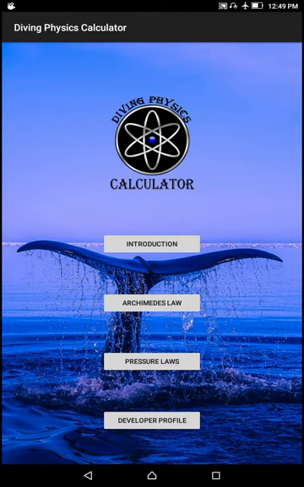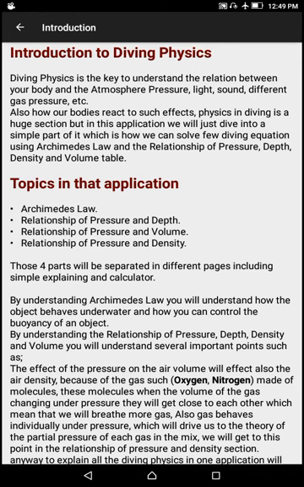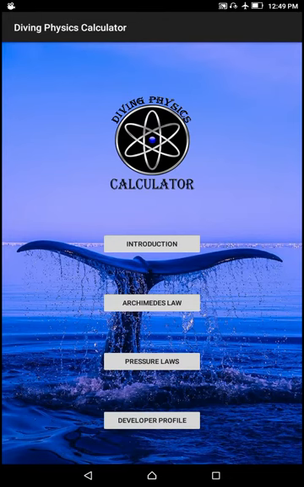The first button on the top is Introduction. We click the Introduction button, which gives you a quick introduction about the application. Later on, I will add this video at the bottom of this page, so you can watch it before you start using the app, or you can watch it if you want help at some point. Okay, now we will leave the Introduction page and click on Archimedes' law, the second button.